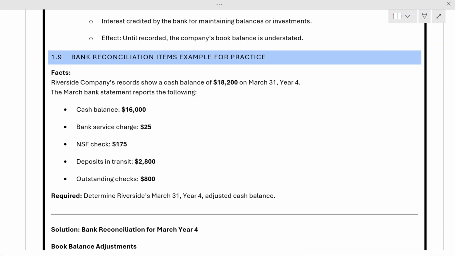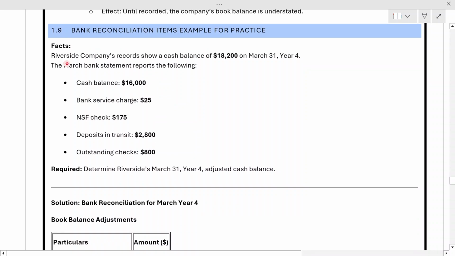Okay. So now let's try to understand one of the examples for bank reconciliation items. There is a company whose name is Riverside Company, and that is recording the cash balance of 18,200 as on March 31st. The March bank statement reported a balance of 16,000. So there is a difference of 2,200 here.